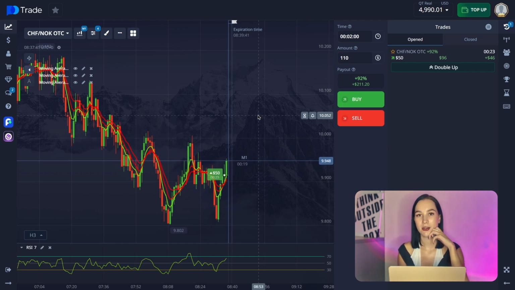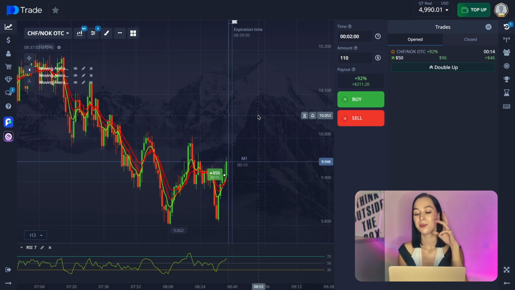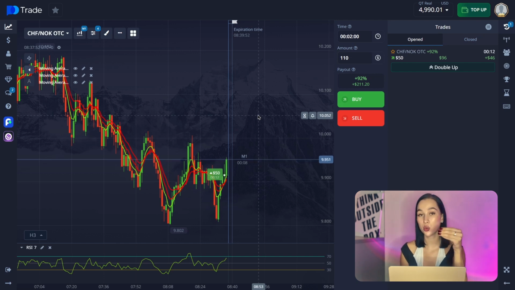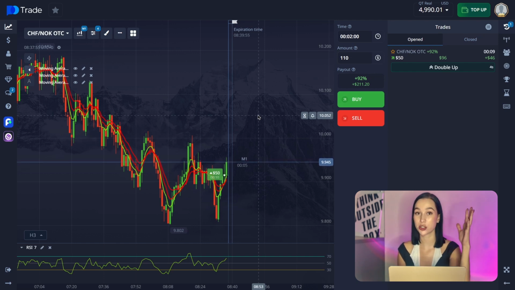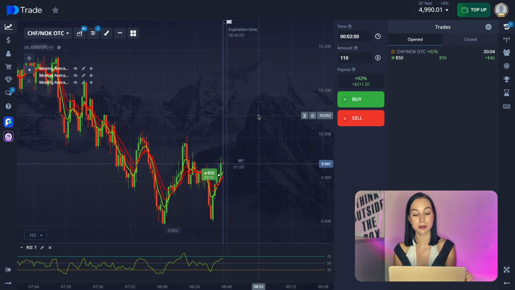You need to also find support and resistance levels. Check out the candlestick patterns. I have videos about this, guys. You can find them on my channel. You need to also choose what kind of expiration time you want to trade, 2, 3 minutes or 10 minutes, for example, because it's absolutely different for different people.